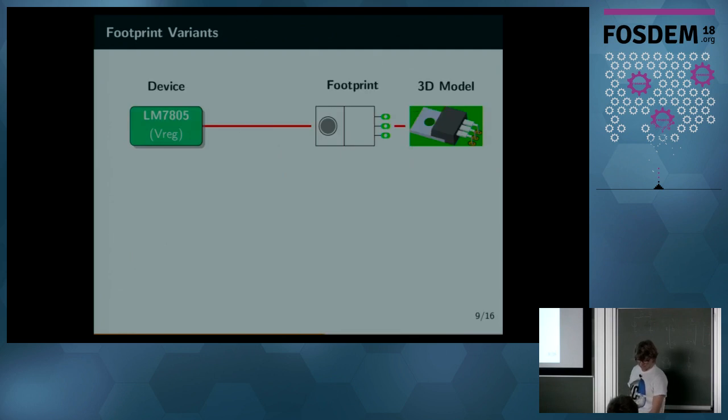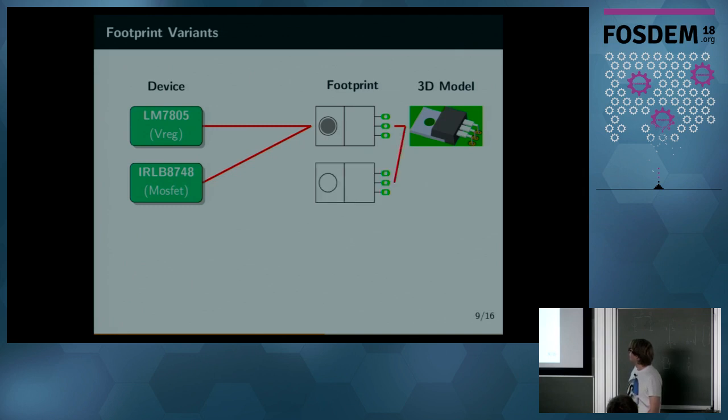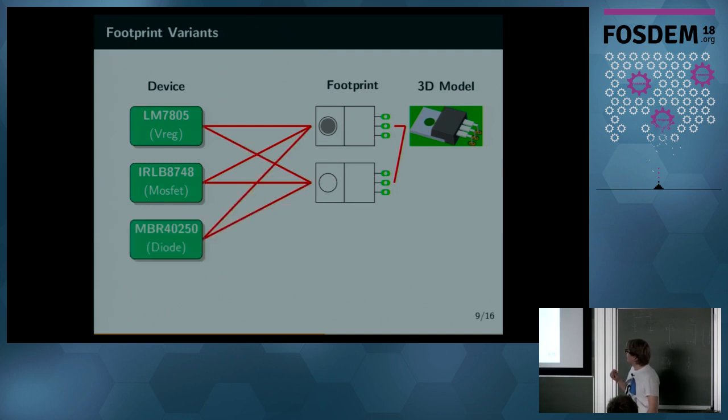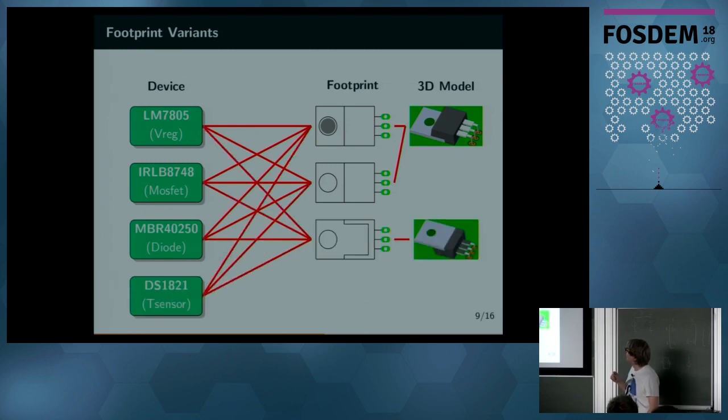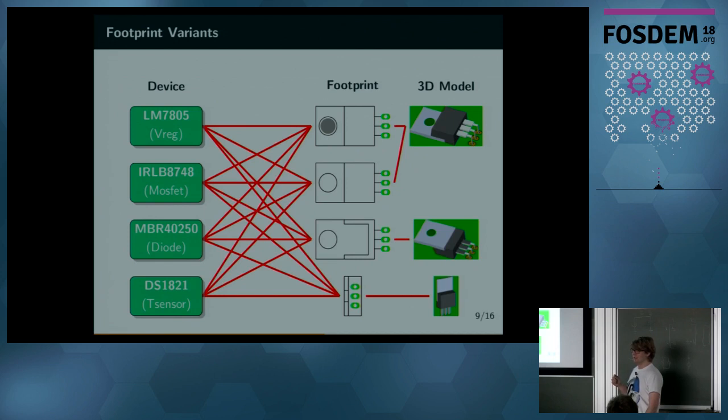For example, if you have a voltage regulator in a TO220 package, there's one relation between them. If you have one more device using that footprint, you have one more relation. But if you have a different footprint for the same device, for example, this time without the mounting hole, you have many-to-many relations. And let's add one more device and more footprints. And you can see you have a many-to-many relation between devices and footprints. And that's quite a nightmare in a library system.